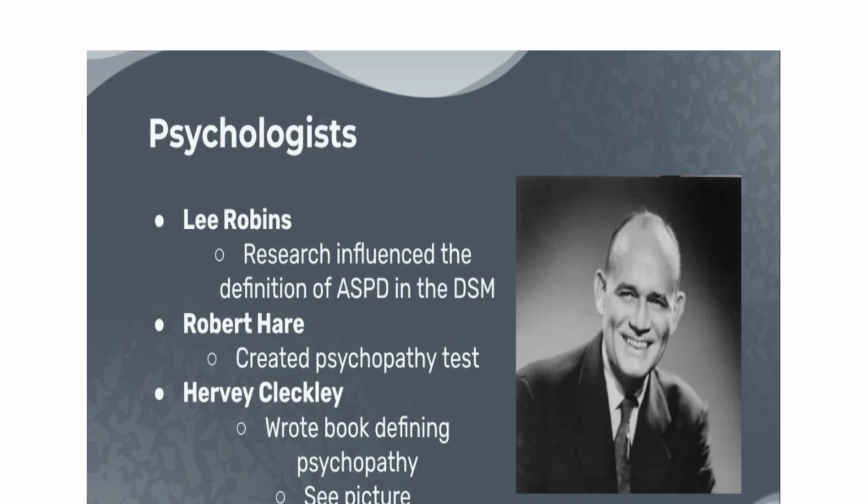Important psychologists include Lee Robins, whose research influenced the definition of ASPD in the DSM, Robert Hare, who created the psychopathy test, and Hervey Cleckley, who wrote a book defining psychopathy.